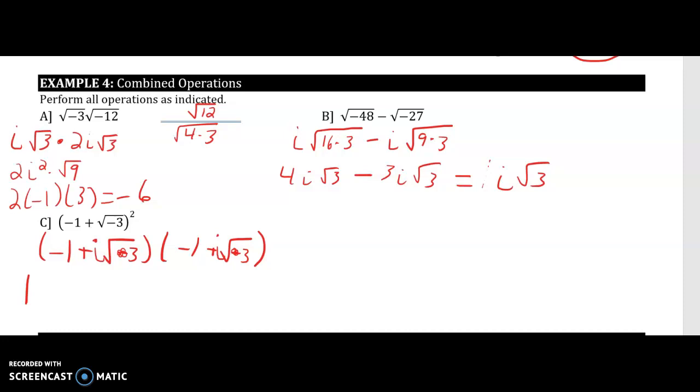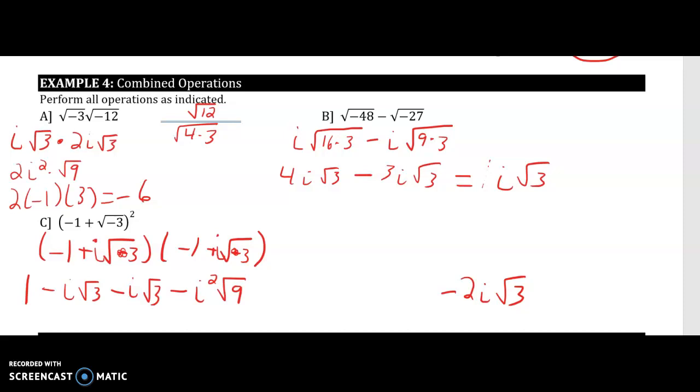So now we're going to do the outer term. So what's negative 1 times i square root of 3? Negative i square root of 3. And then the inner terms are negative i square root of 3. And then the last terms are negative i squared square root of 9. And now we need to simplify. So these two are going to go together. They're going to become negative 2i square root of 3. You just add them together.